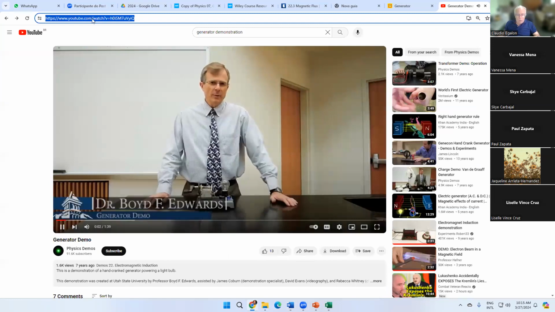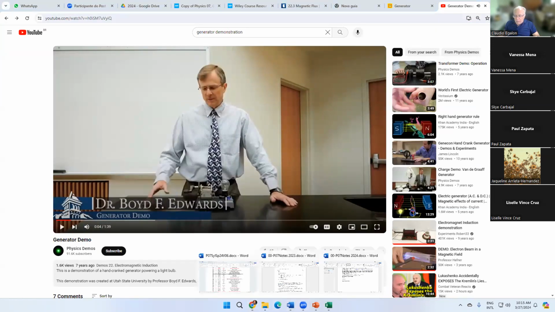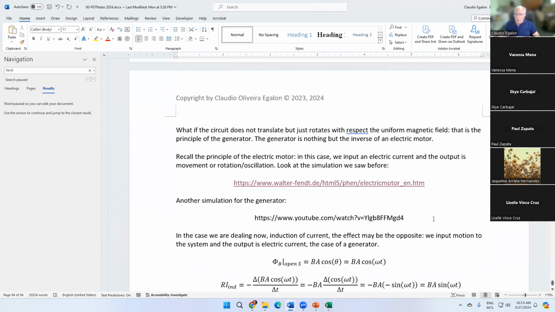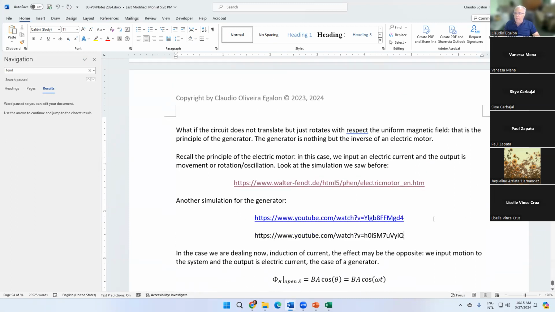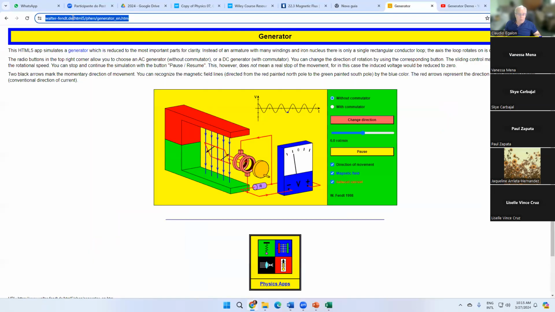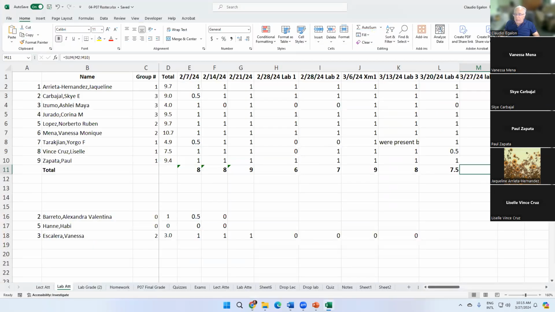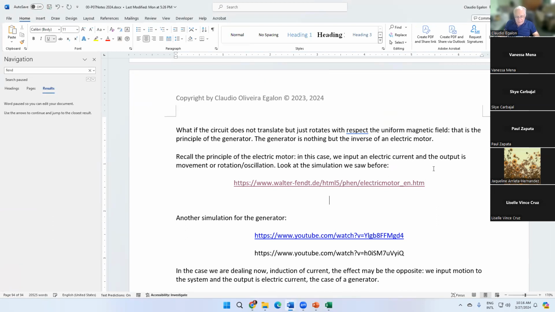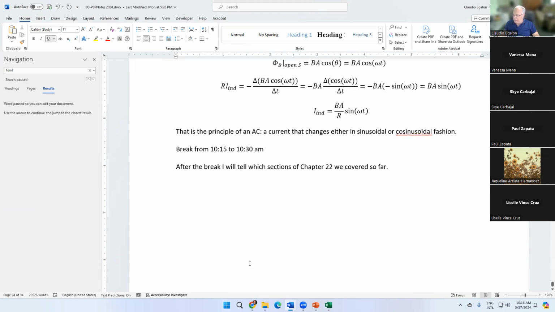Here you go. A generator for your bicycle. That's another video. Okay, 3 videos for the generator. Oh, that's the electric motor. That's not the generator. Let's go back to, let's see, this one. This is the generator. Just correct it here. Okay, don't forget that's the electric motor. This one is the generator. Generator right here. Okay. I'll see you in 15 minutes.